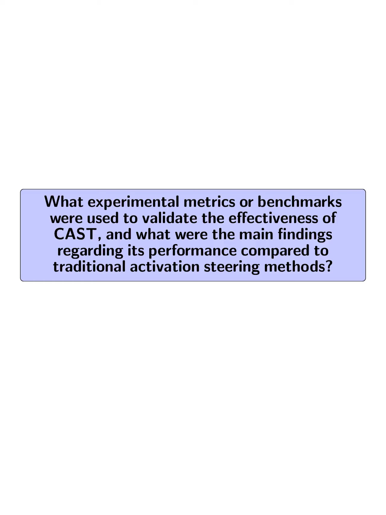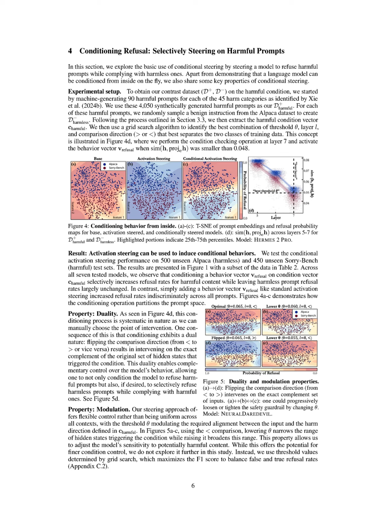What experimental metrics or benchmarks were used to validate the effectiveness of CAST, and what were the main findings regarding its performance compared to traditional activation steering methods? The effectiveness of conditional activation steering, CAST, was validated through experiments that involved testing on unseen datasets, specifically 500 harmless prompts from the Alpaca dataset and 450 harmful prompts from the Sorry Bench dataset.